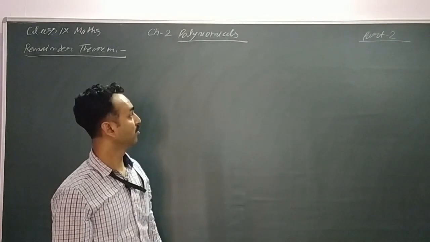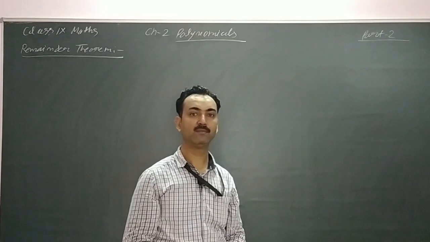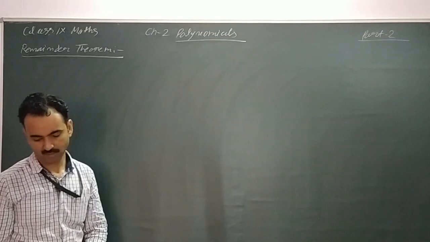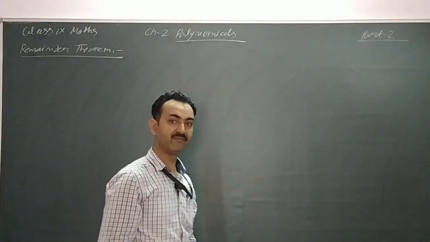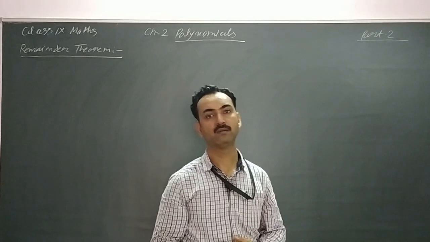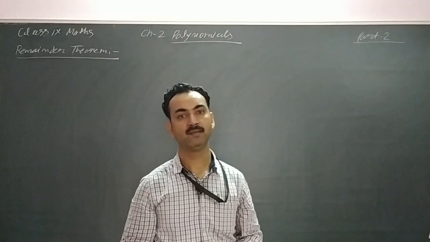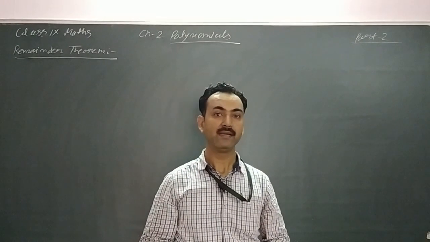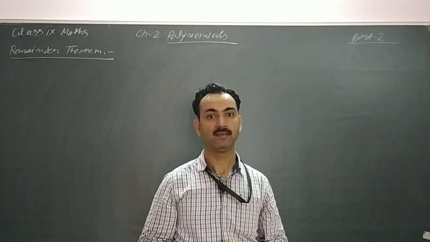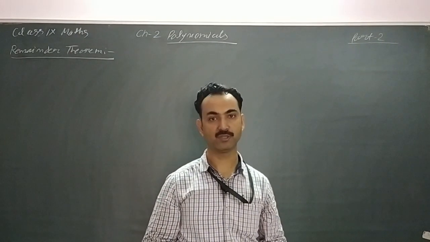So today we will learn about the second part of polynomials. In this part we will learn about the remainder theorem. Now, the remainder theorem says that if a polynomial is divided by another polynomial whose degree is less than that of the first polynomial, then we can find the remainder without the division process.